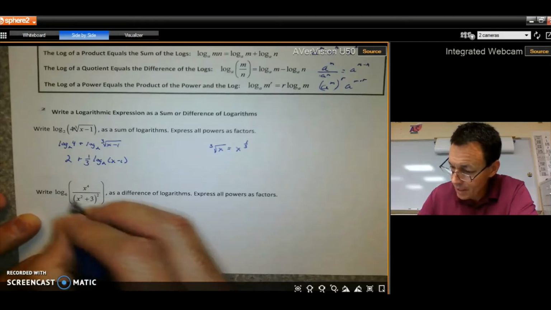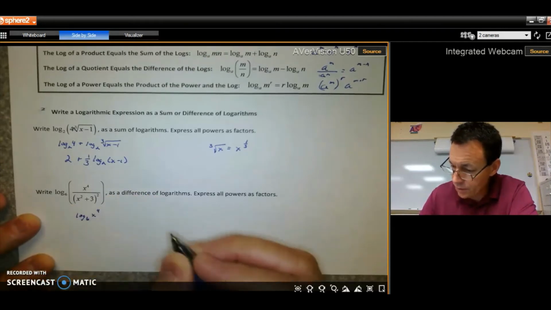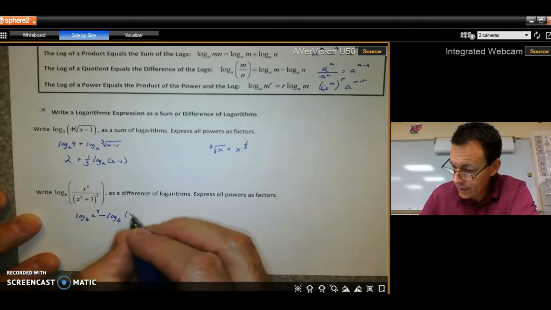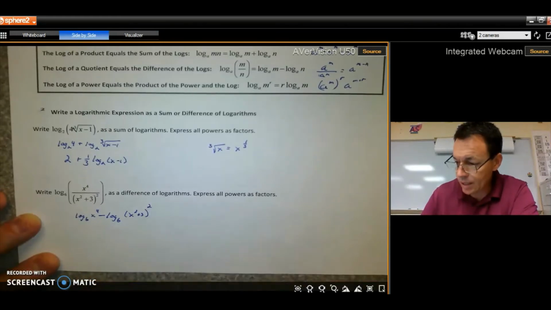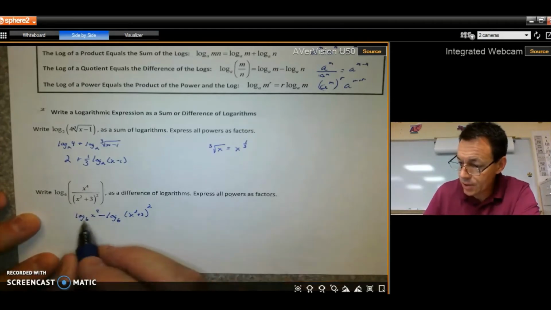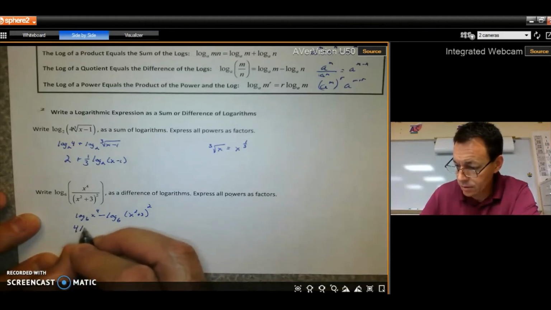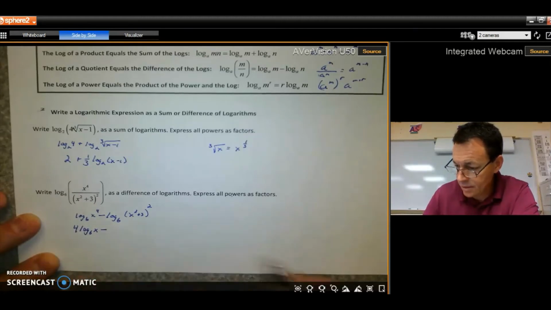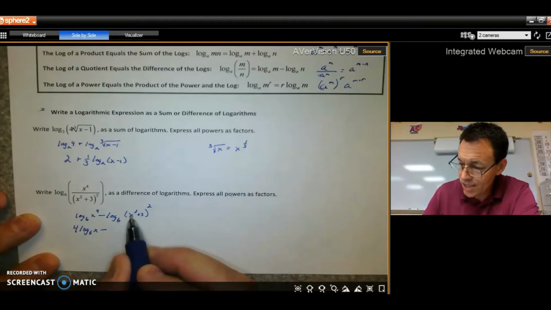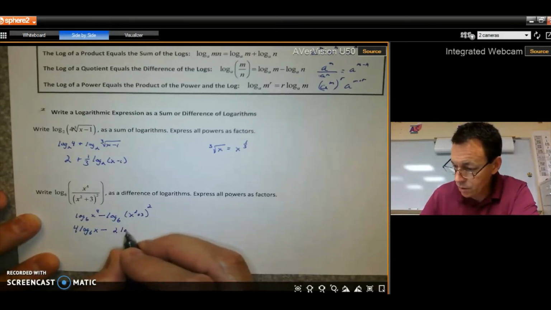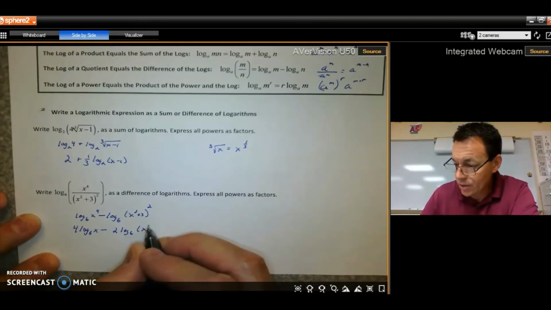So the log base 6 of x to the 4th, and then it's going to be minus the log base 6 of x squared plus 3 to the 2nd. The only thing we can do with this is express the powers as factors. The thing we're taking the log of, this x, is being taken to the 4th power, so I can bring the 4 out front, minus, and the thing we're taking the log of, which is this x squared plus 3. This whole thing is being squared, so I can bring that exponent out front. 2 log base 6 of x squared plus 3.